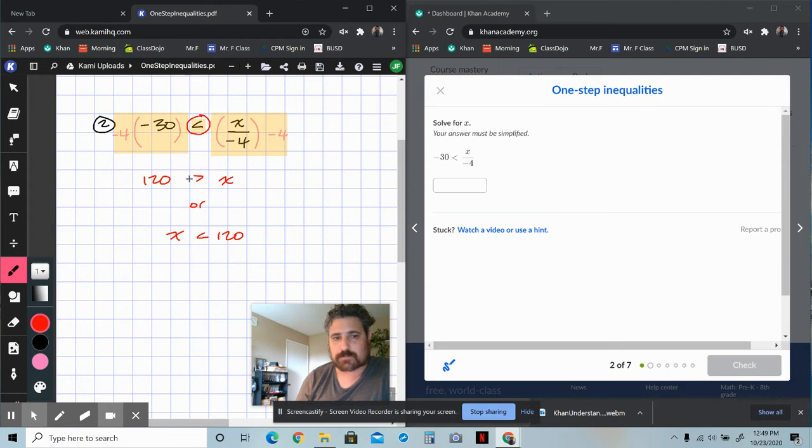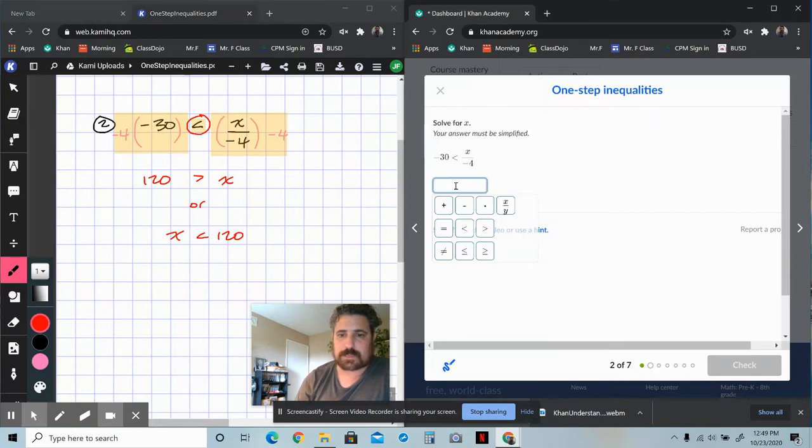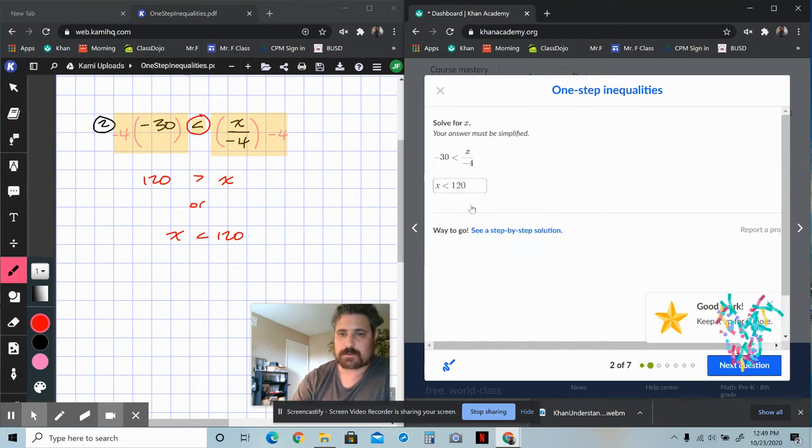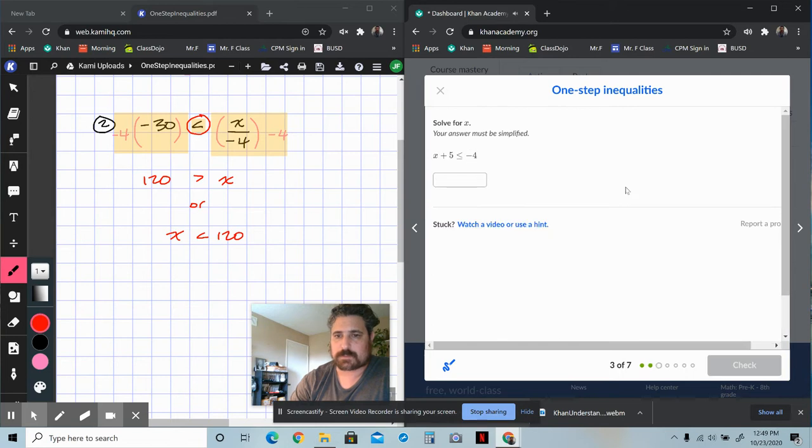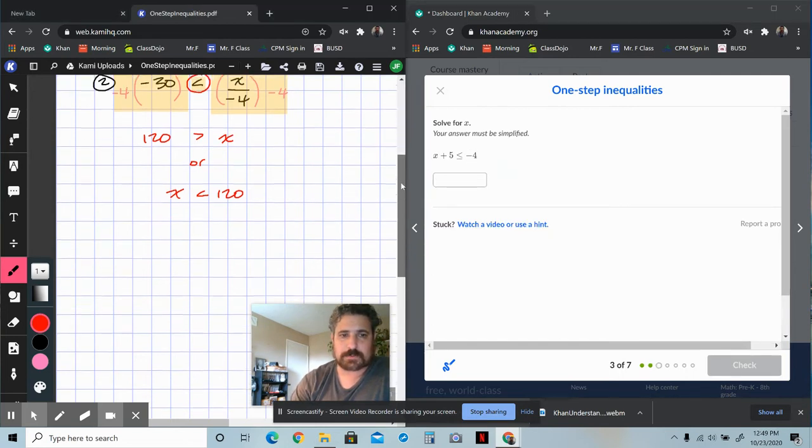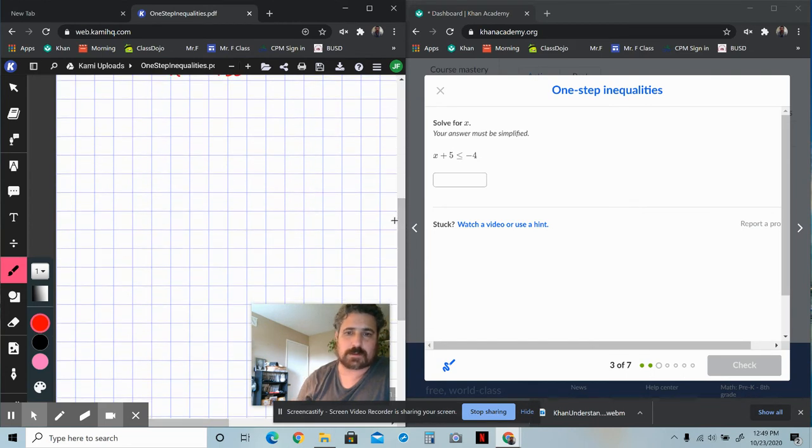So remember, the relationship is close towards the x. In other words, the 120 is greater than the x. So when you switch the x to the left, it still has to be true that x is less than the 120. Close towards the x. And that's the answer. So the answer is that x is just less than, not equal to, just less than 120. That's how you do that problem. Let's do the next one. The last one we had to change because we multiplied or divided by a negative across the inequality. This one, we're not going to have to do that.